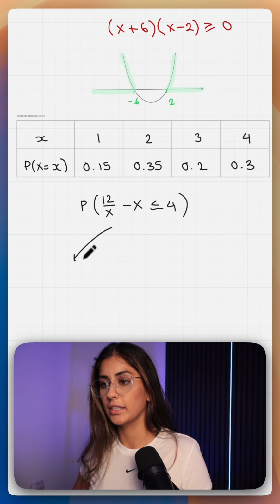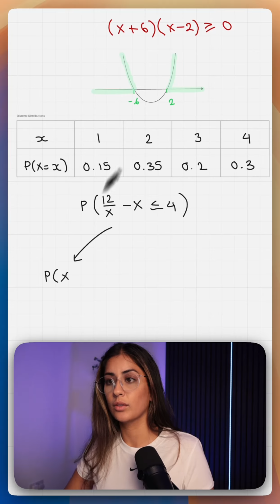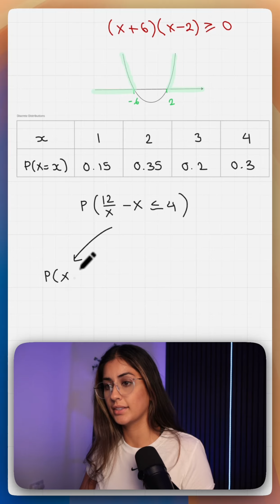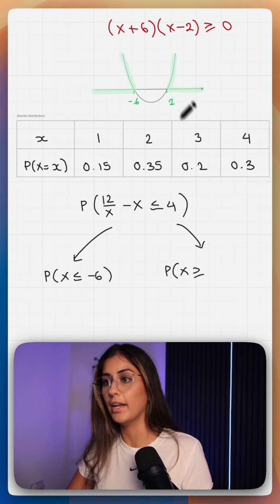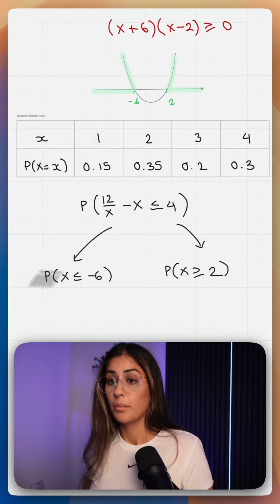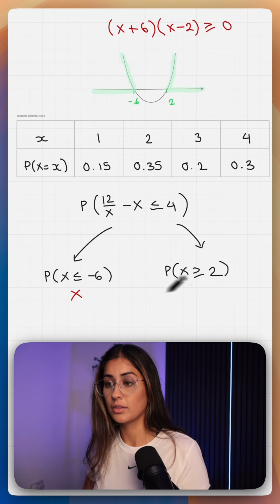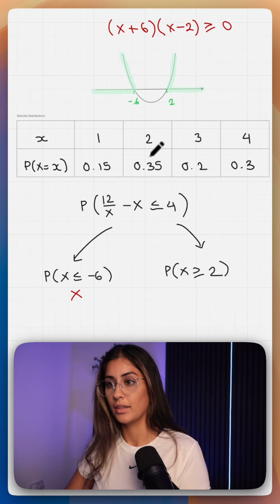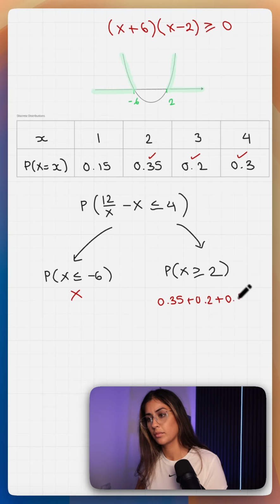So what this essentially gives us is the probability that x is all the numbers to the left of minus 6 and x is all the numbers to the right of 2. But none of our outcomes are negative, and that means this doesn't have any solutions. For x being greater than or equal to 2, that's 0.35 plus 0.2 plus 0.3, which is 0.85.